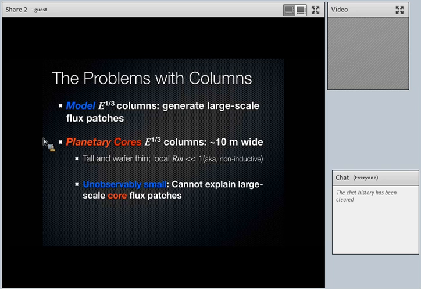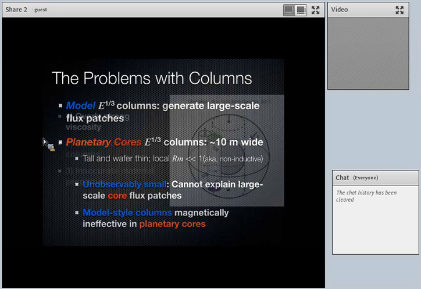In addition, such skinny structures, 10 meters wide, are really small. We can never observe the direct signature of those, so they can't be used to explain the large-scale flux patches observed in Earth's magnetic field, which is effectively what is done presently. And in addition, these model-style columns, if you extrapolate that physics to planetary cores, are probably magnetically ineffective or transparent, right? They just don't induce any field.